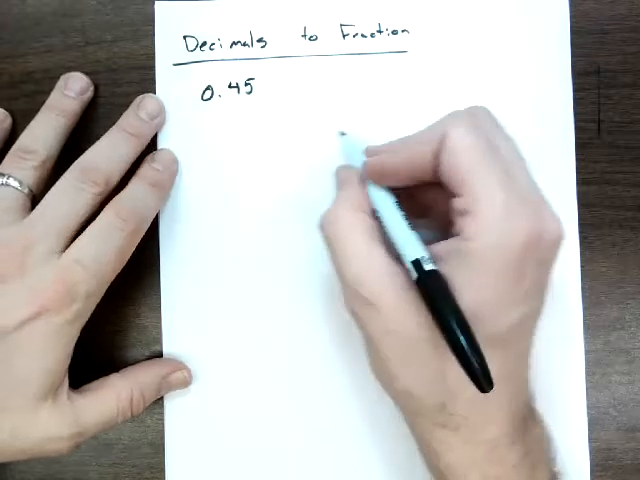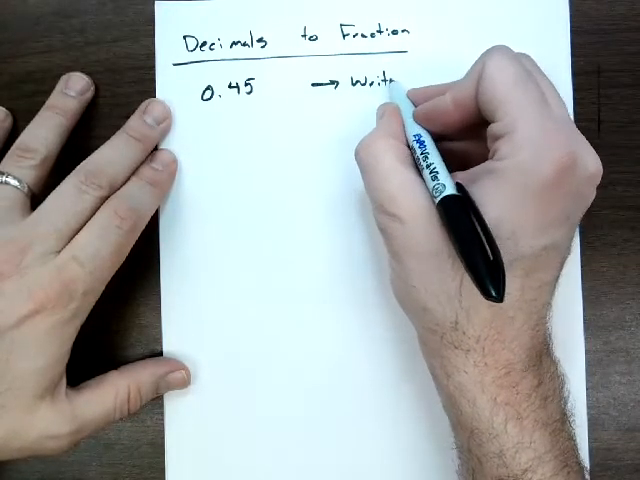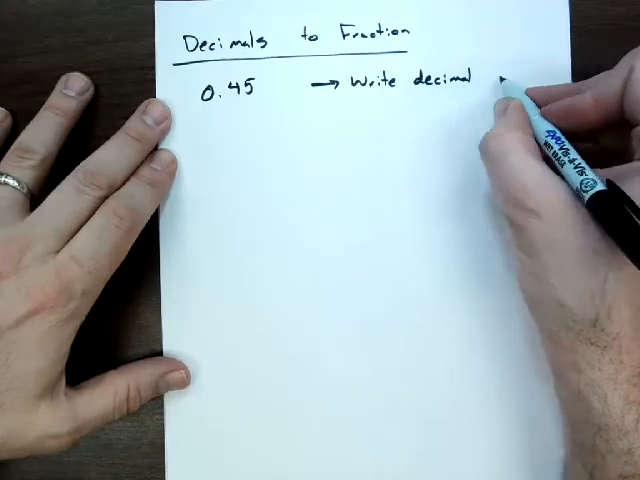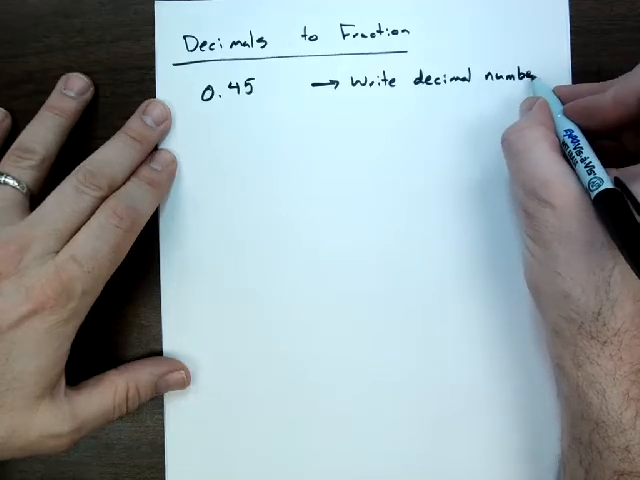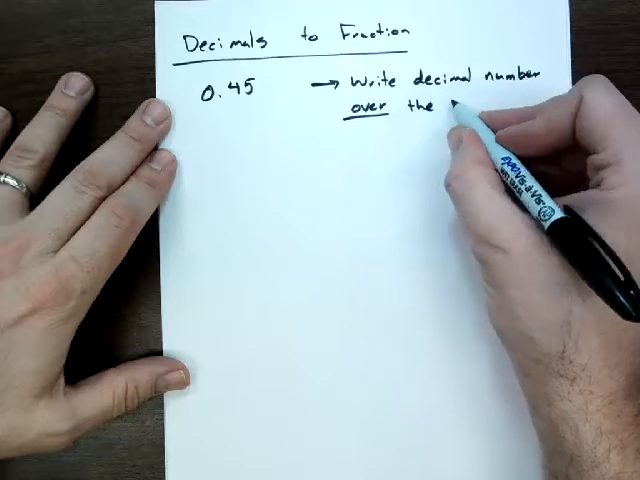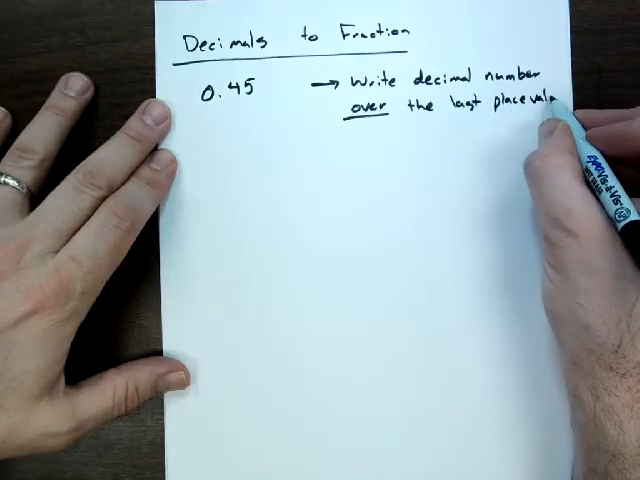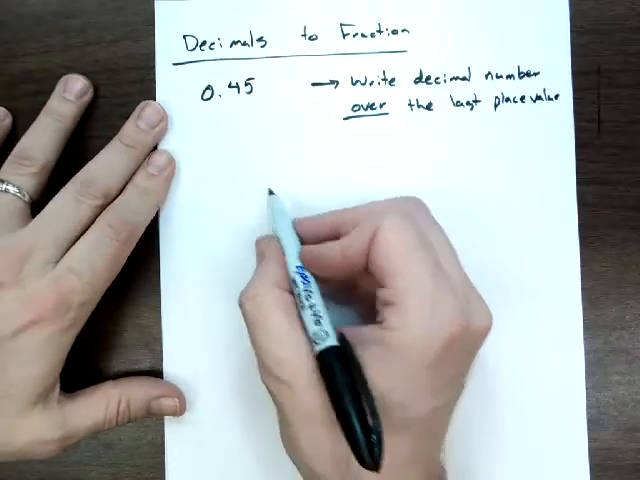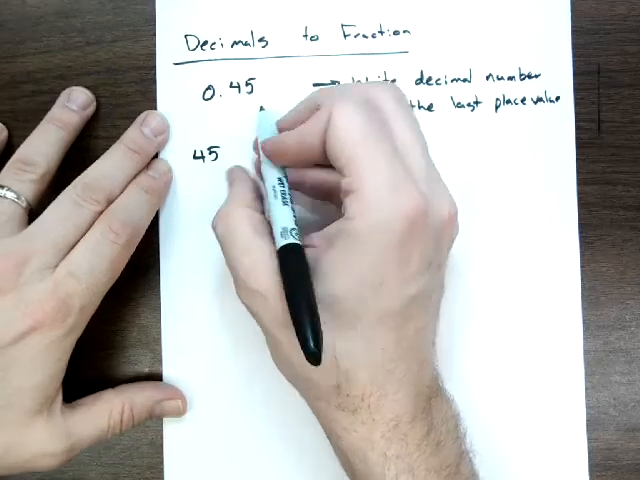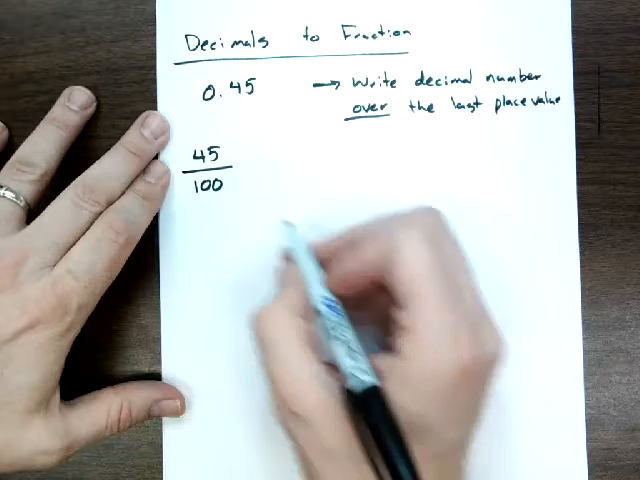What we're going to do is write this decimal number over the last place value. So 0.45, this would be 45, and notice that our place value here is our hundredths. This is going to be 45/100ths.